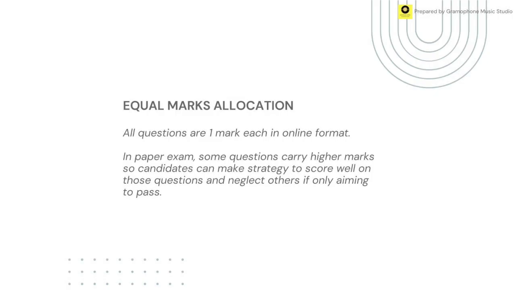And the online exam has equal marks allocation, which is 1 mark for each question. In the paper exam, some questions carry higher marks, so the candidates can make a strategy to score well on those questions and neglect the others if they're only aiming to pass.